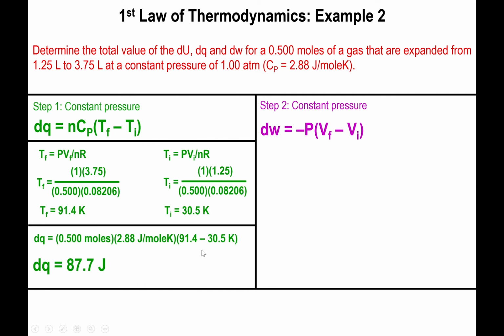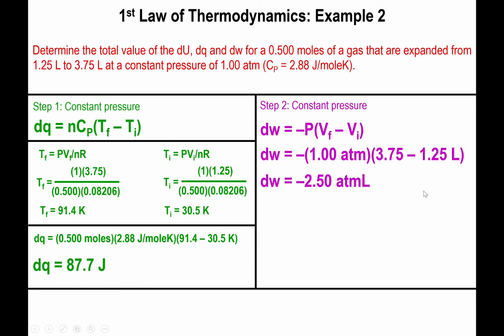We know that V final is 3.75, and we know that V initial is 1.25 liters. The pressure itself is 1 atmosphere. So we're going to input all of those values, and we're going to get for the difference 3.75 minus 1.25, that's 2.5 liters. Multiplying that by 1 atmosphere gives us negative 2.50 atmosphere liters.